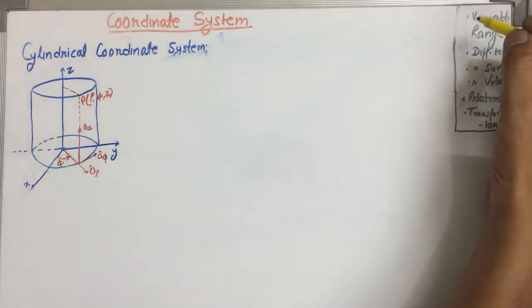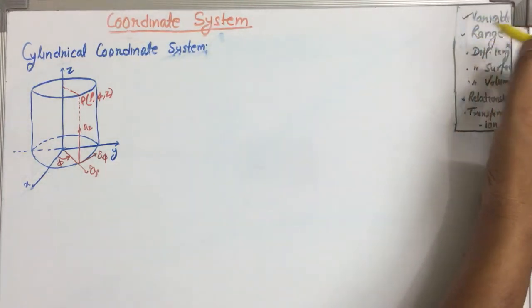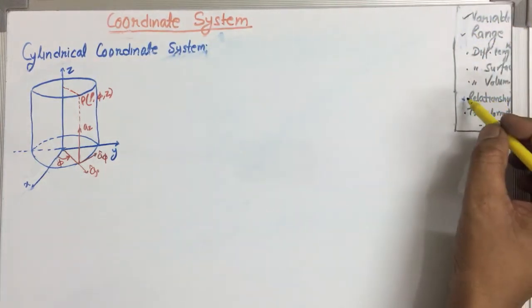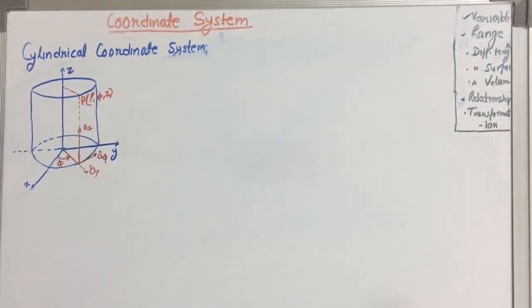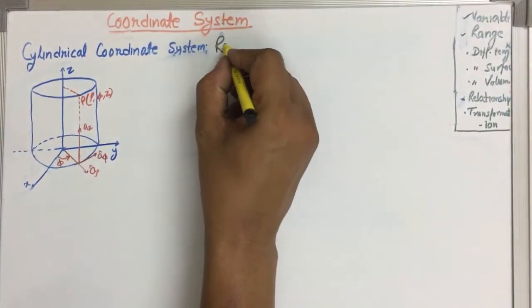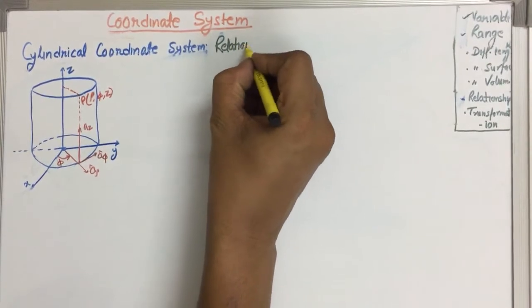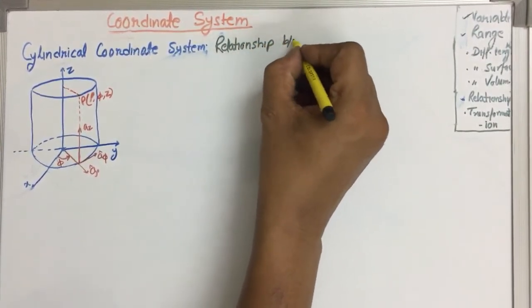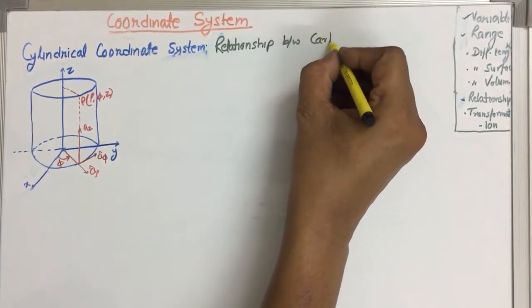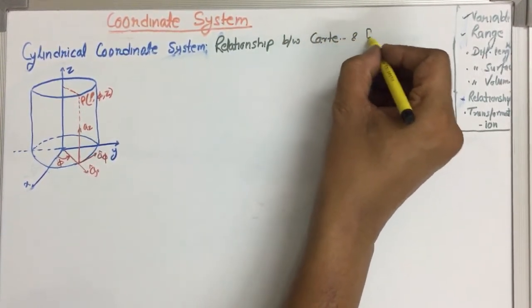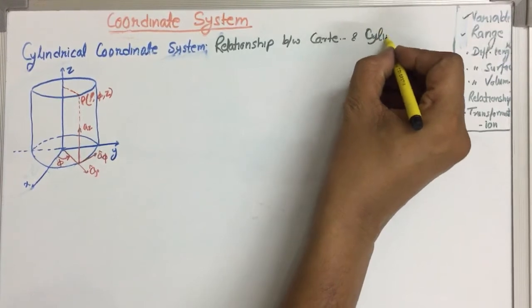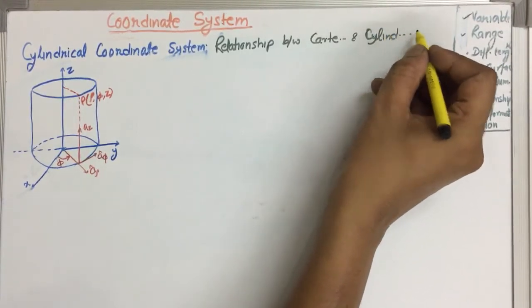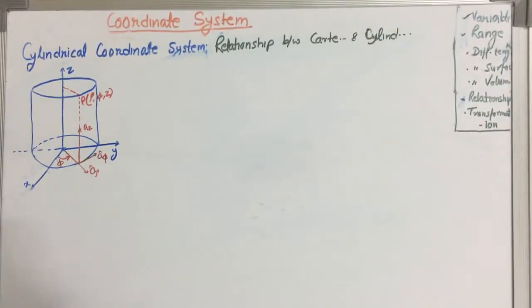After finding the variables and their ranges, now we are interested in finding the relationship between the Cartesian and cylindrical coordinate systems. So now we will try to find the relationship between these two, the relationship between the Cartesian and cylindrical coordinate systems.